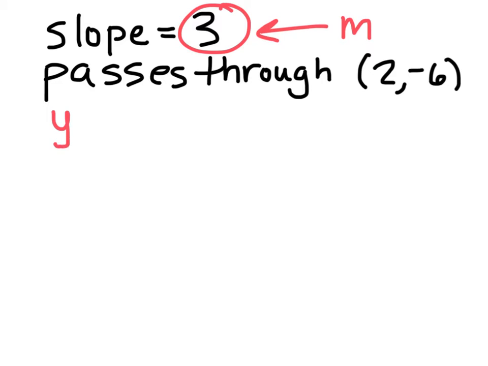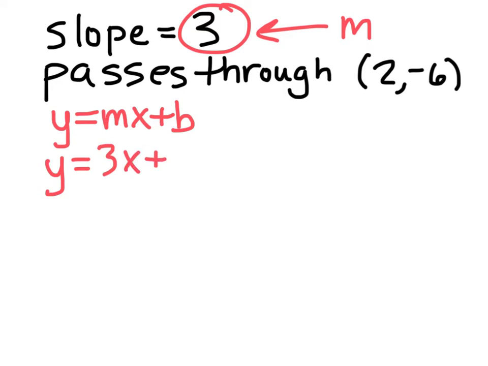So when we write an equation in the form y equals mx plus b, we know that we can replace the m with 3. So y equals 3x plus b. Now what remains is to find the y-intercept, or the b. This coordinate pair is not telling us the y-intercept because the x-coordinate of the coordinate pair is not 0.